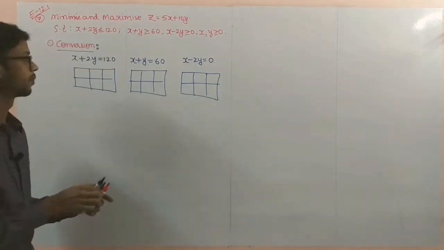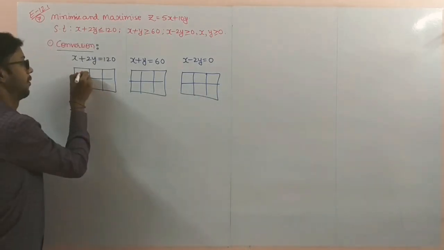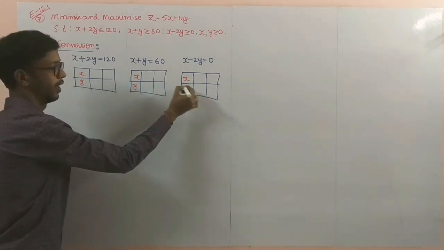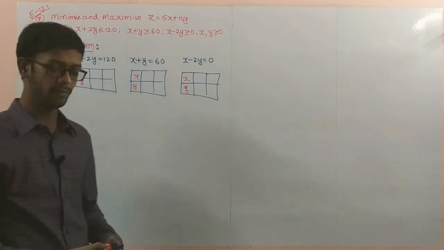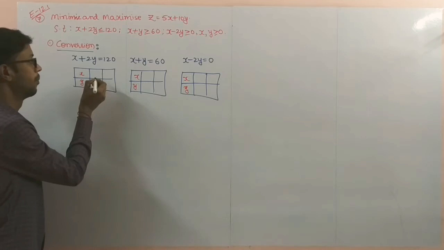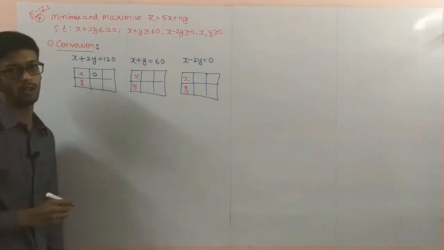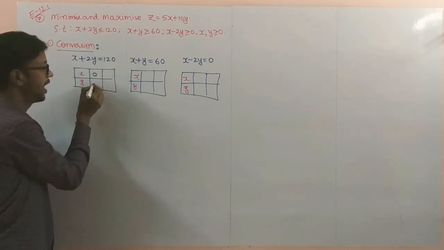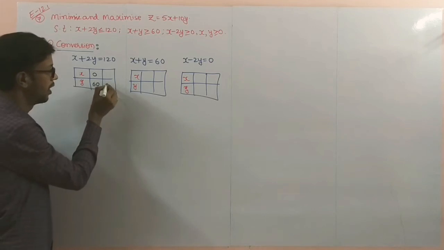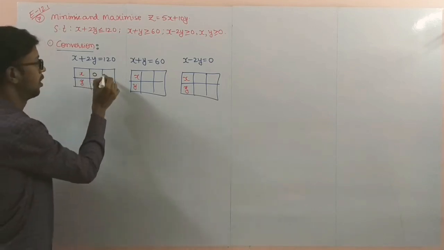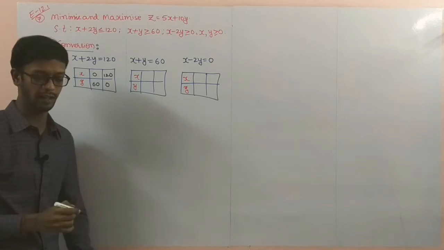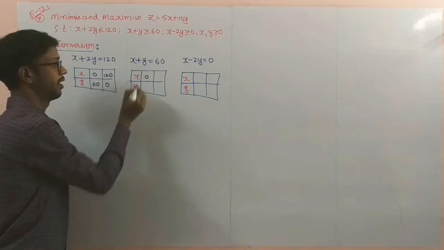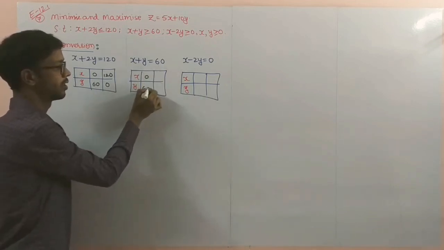Now here, x, y, x, y, x, y. Next, a similar process we have to continue. Put x equal to 0 in the equation: 2y equal to 120, that means y equal to 60. Substitute y equal to 0, you will get x equal to 120. Similarly, here also you have to find the same. x equal to 0, y value is 60.